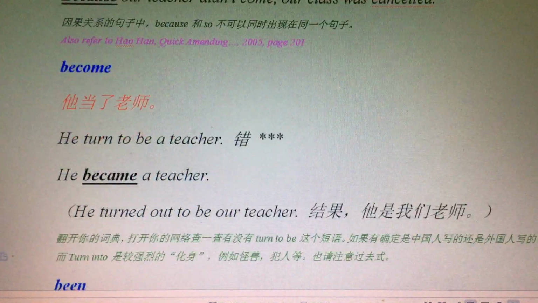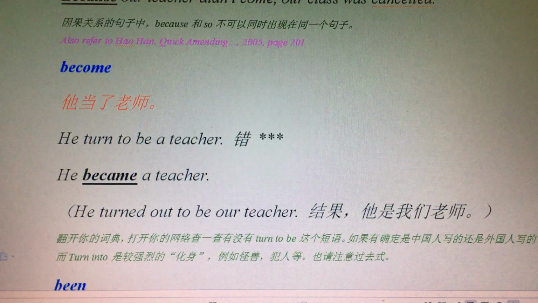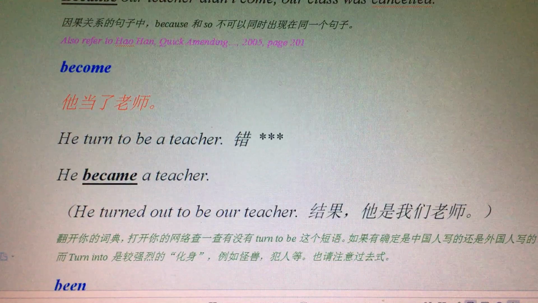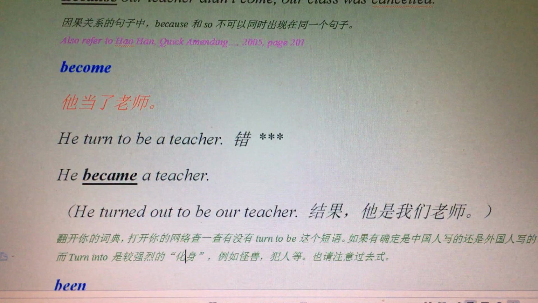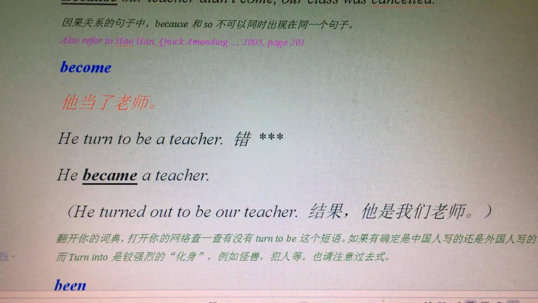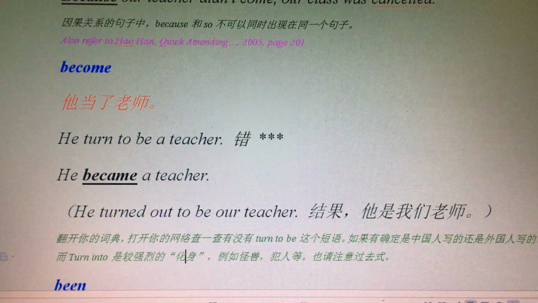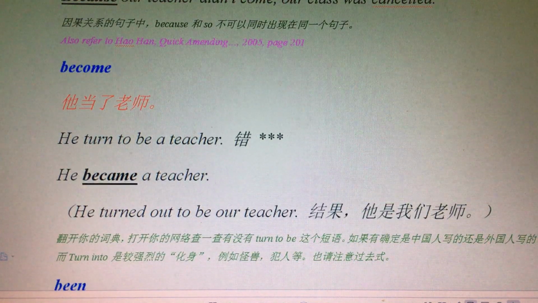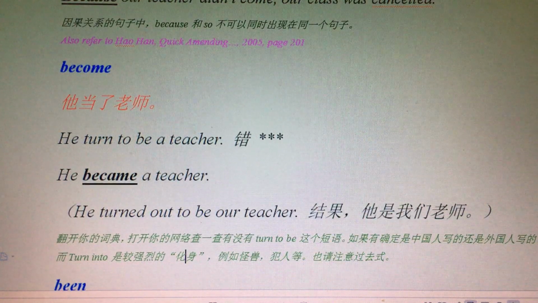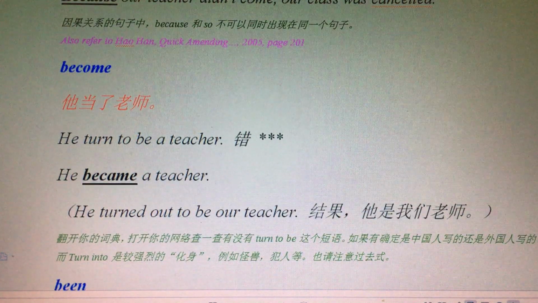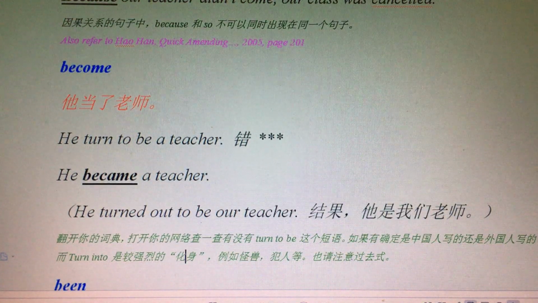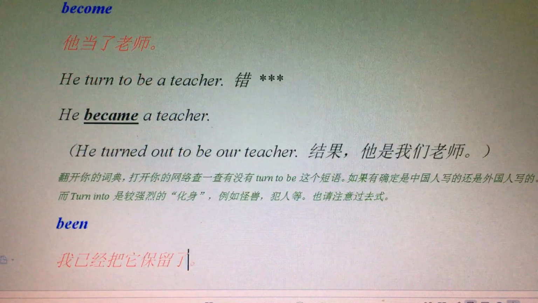It said "become." "He turned to be a teacher." This is kind of funny. I think people may remember "turn into," like 变成. So people might think "turn into something," so they say "turn to be a teacher." But if you're going to say 他当了老师, he was a teacher, you could say, "He became a teacher," meaning that he wasn't one before, but he was then after. Okay?